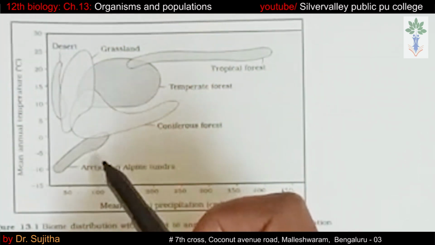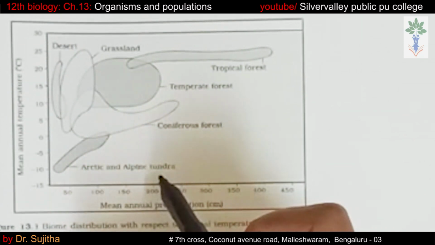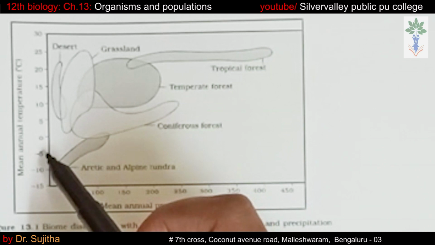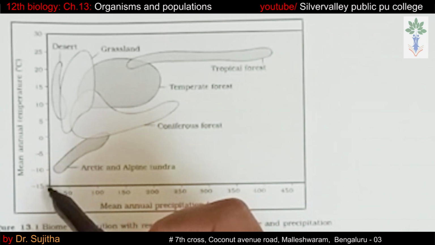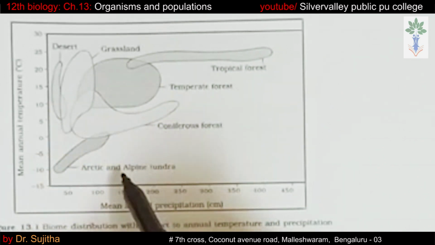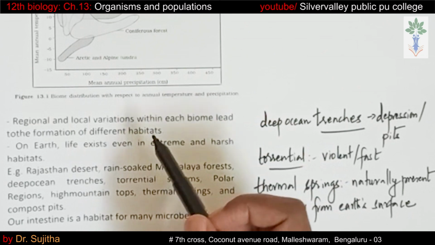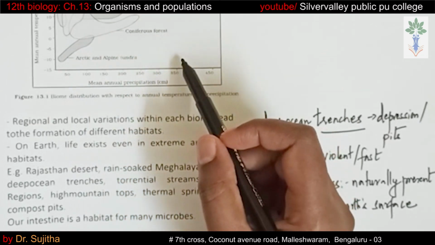If you look below, the Arctic and alpine tundra have a sub-zero temperature. That is, the temperature is around -5, -10, -15. And here the precipitation is in the form of snow. And if we assume that life exists only in these biomes, then we are wrong.